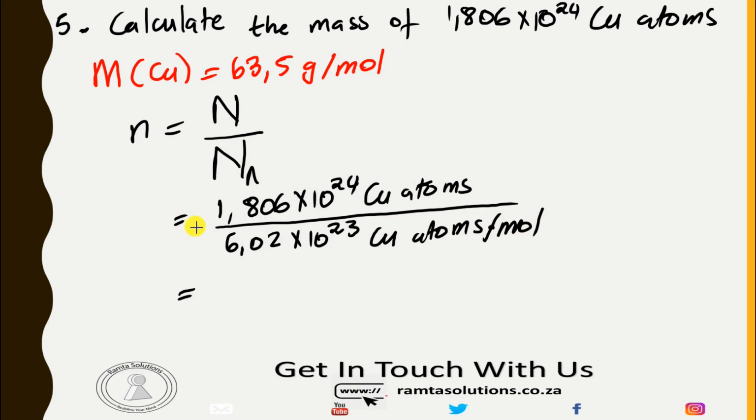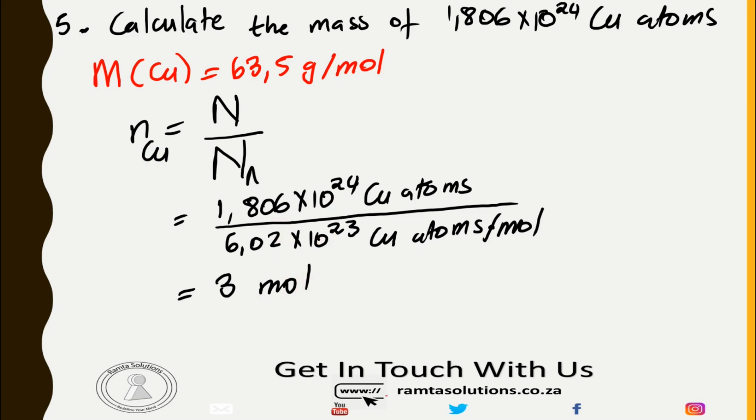Now let's see. So let's get our answer. 1,806 times 10 to the 24 over 6,02 times 10 to the 23. What we get is 3 mole. So number of moles of copper are 3. So we get 3 moles of copper.